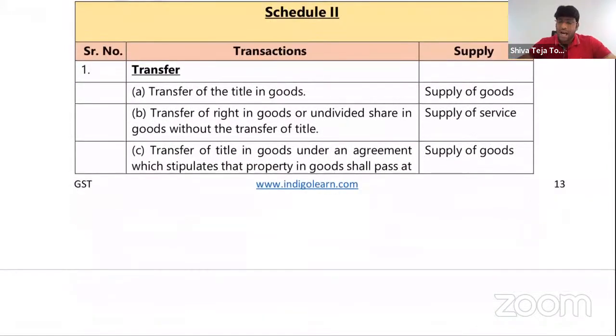What is covered in supply of goods and supply of services? Please see that transfer of title in goods. Transfer of what? Title in goods. Then only we call it as supply of goods. But if there's a transfer of right without transfer of title, see that language? Transfer of right without transfer of title, then we call it as supply of service. Only if there is a transfer of title, we call it a supply of goods. If there is a transfer of right without transfer of title, we call it a supply of services.